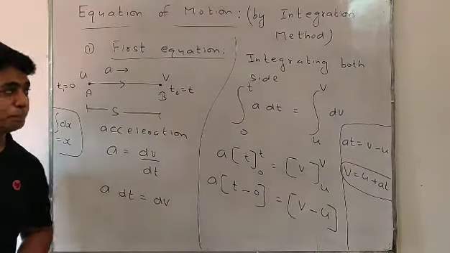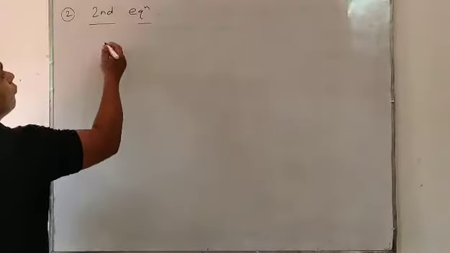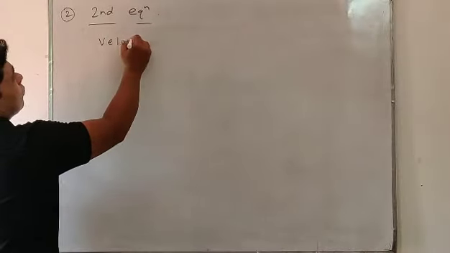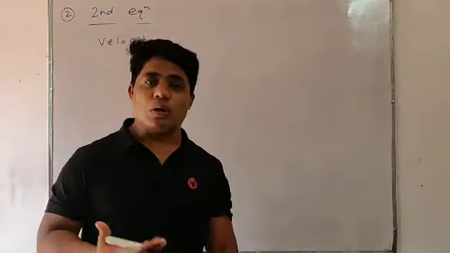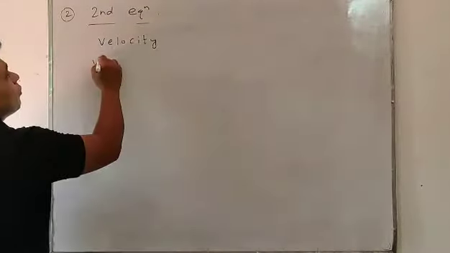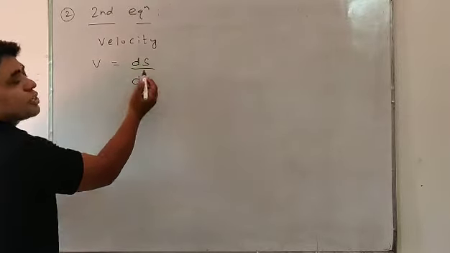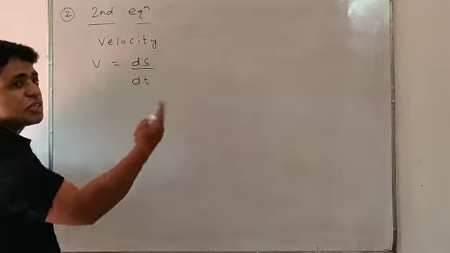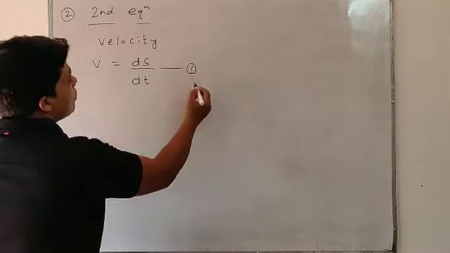Okay, students, now we will find the second equation of motion. For that, we'll start with velocity. The rate of change in displacement is called velocity. Velocity has the formula displacement by time: ds by dt. ds means change in displacement, dt means change in time. Rate of change in displacement is called velocity.